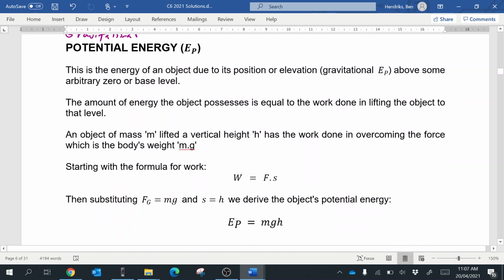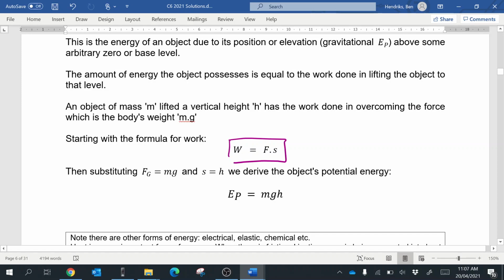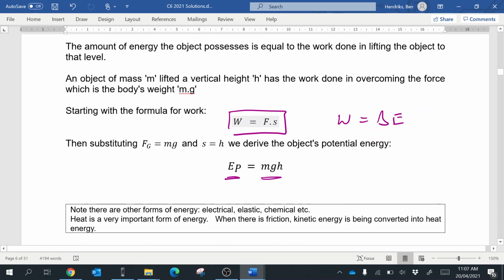If we look at the formula here, work is equal to force times displacement. We can substitute mass times gravity for the force, and for displacement we can say that's height, and work is equal to the change in energy. So that means our potential energy is equal to mass times gravity times height.